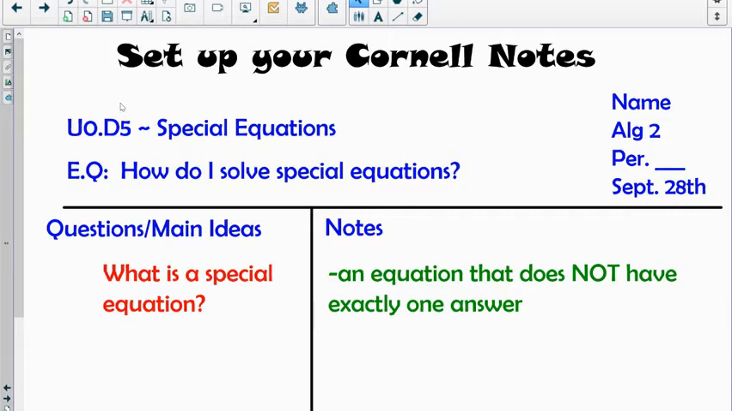Normally, equations will have exactly one answer, like x equals 2 or y equals 5. But a special equation won't have exactly one answer. Let's take a look at what that means. If you need more time, press pause to finish writing down your notes, and then press play when you're ready to continue.